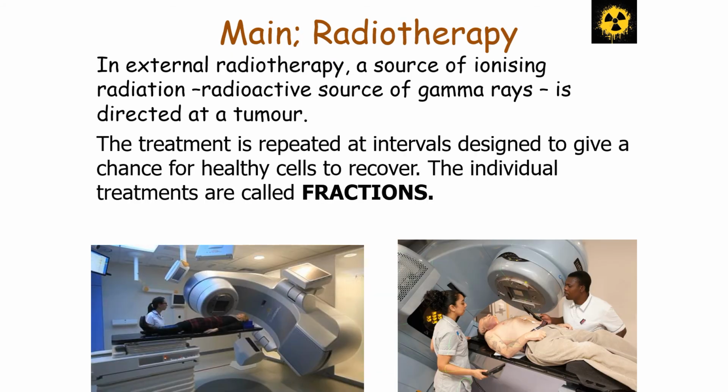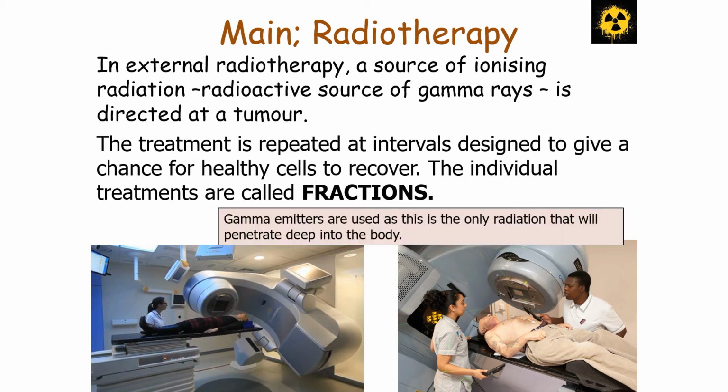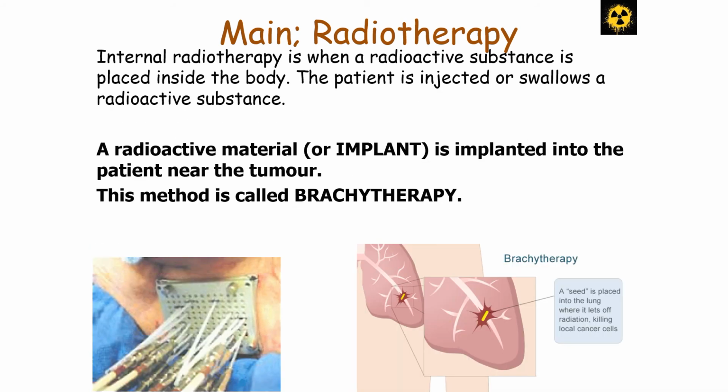So in external radiotherapy, a source of ionizing radiation, normally a radioactive source of gamma rays, is directed at a tumour. The treatment is repeated at intervals designed to give a chance for healthy cells to recover, and the individual treatments are called fractions. Now, gamma emitters are used for external radiotherapy, as it's the only radiation that will penetrate deep into the body.